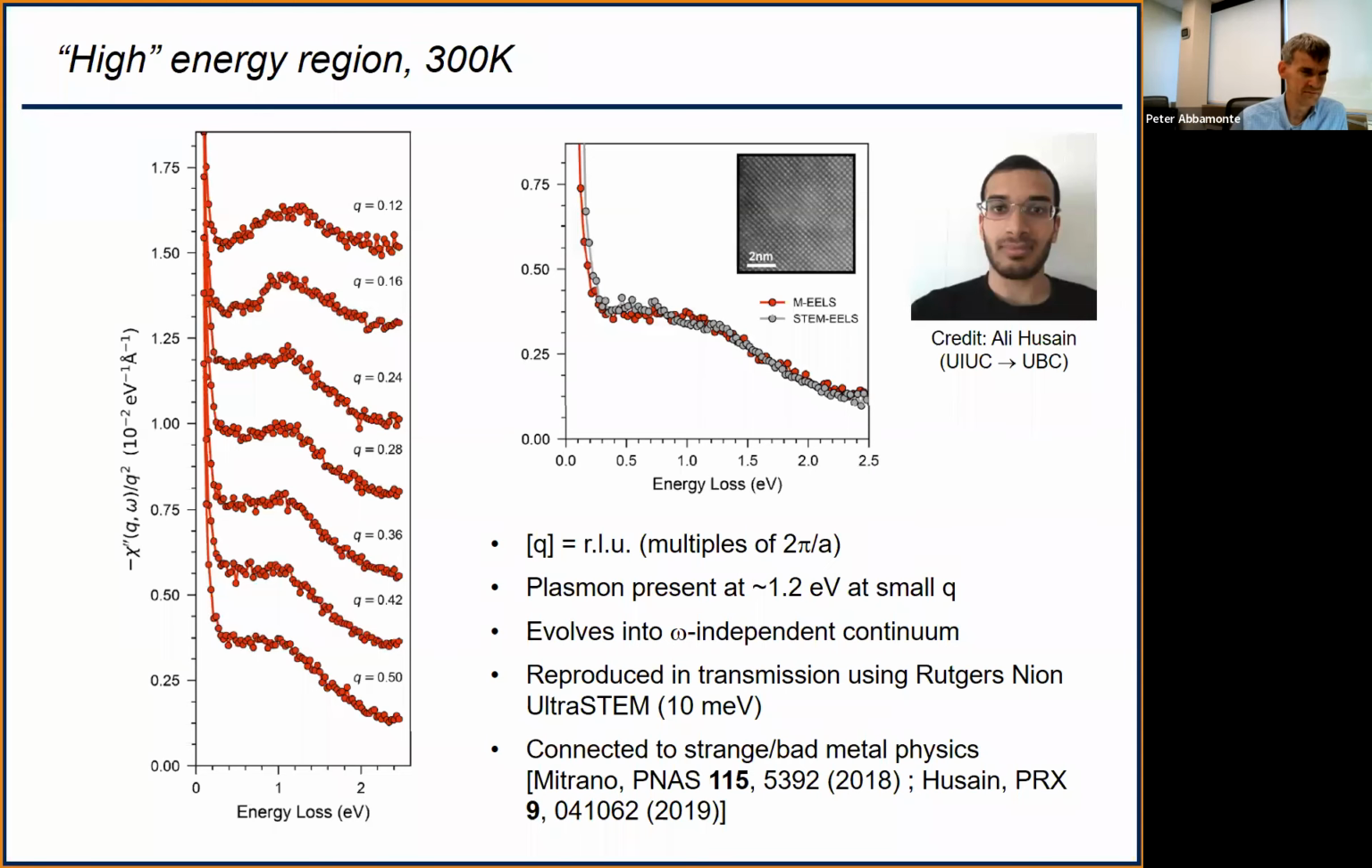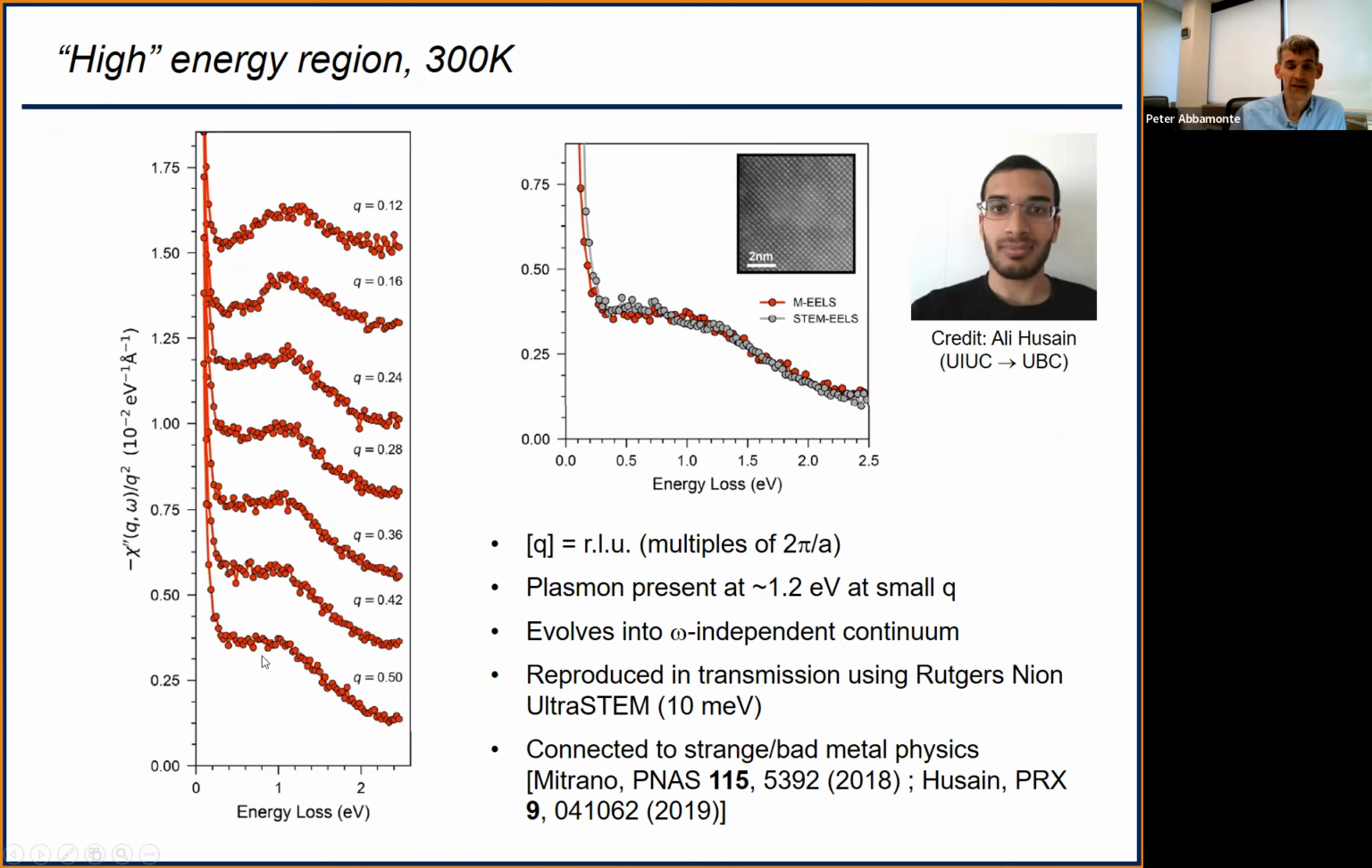And it's really not a very good plasmon, let's be honest. It's not nice and sharp at all. It's very broad, but it's there. And the fact that it's present suggests the measurement works. If you measure the Q dependence of that, it actually evolves into something that looks more like a continuum.